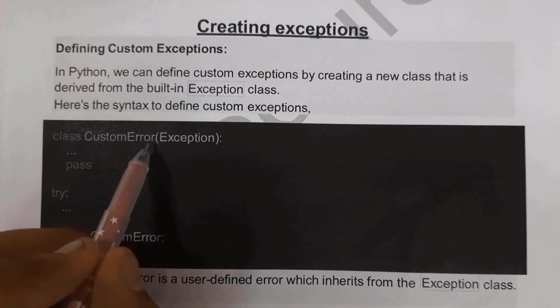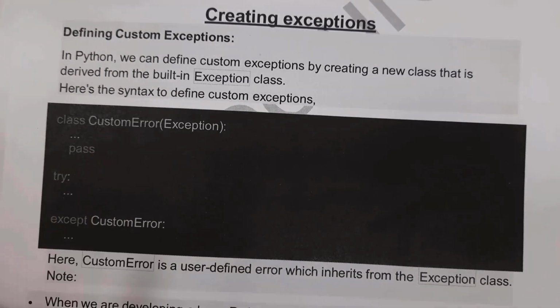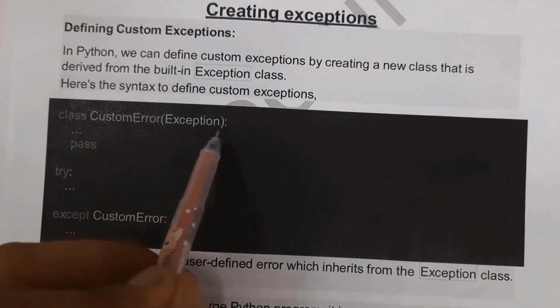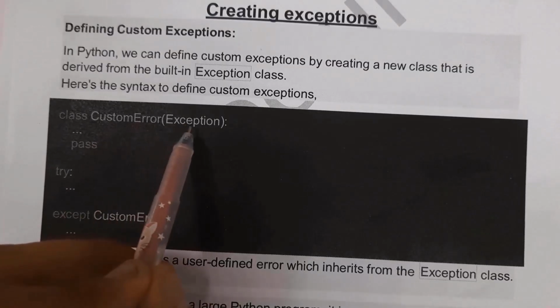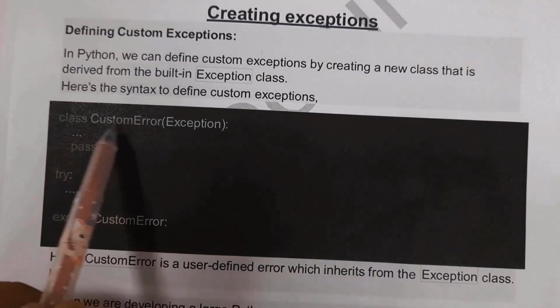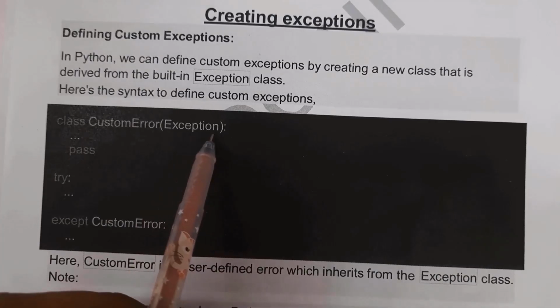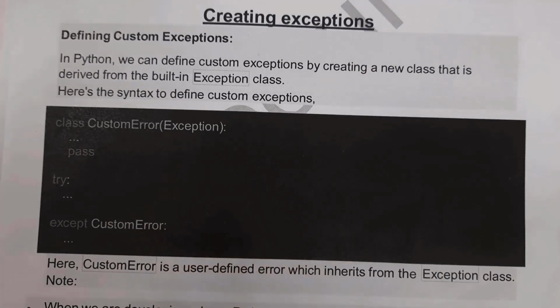Inside this I am creating my own exception. You can give any name. I am giving the exception name as CustomError, and this is derived from the Exception class. So inside this I write Exception. The meaning of this is we are creating a new class, that is a custom class, which is derived from the built-in Exception class. So this is the built-in class, that is Exception. Inside this write pass, and next use try and except block.